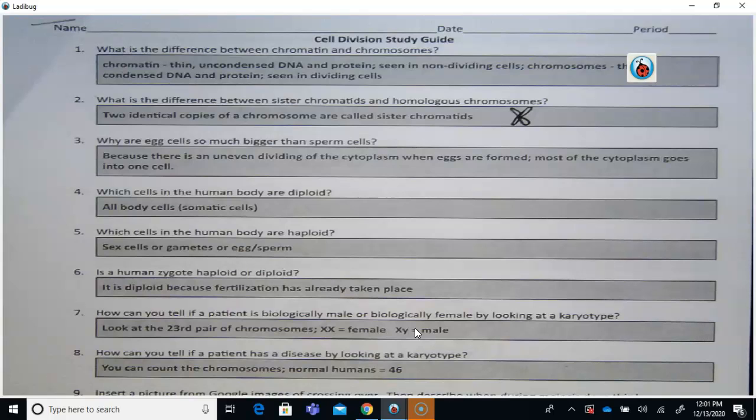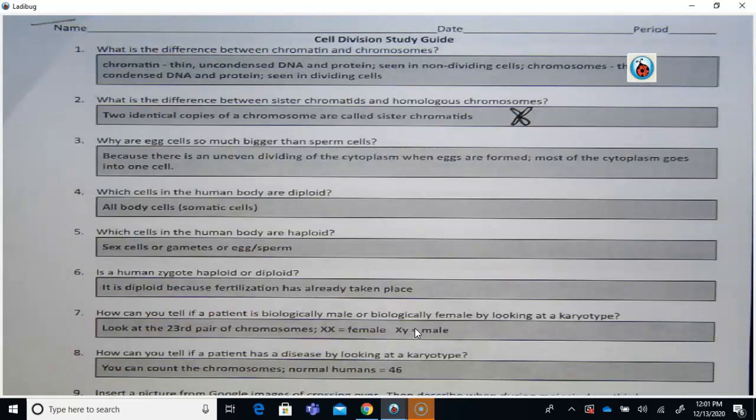Number 3, why are egg cells so much bigger than sperm cells? Because there is an uneven dividing of the cytoplasm when eggs are formed. Most of the cytoplasm goes into one cell and very little of it goes to form those polar bodies.